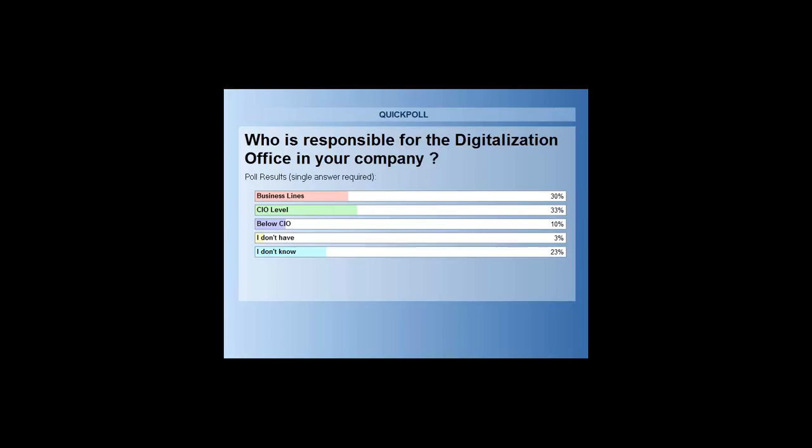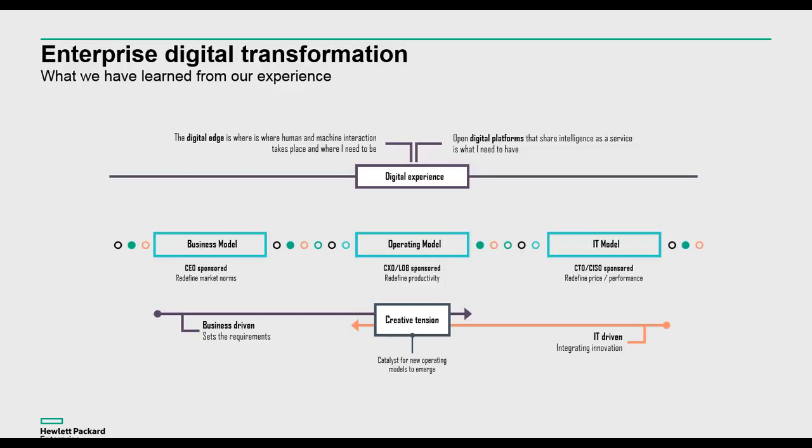So we found that about 30% of the respondents had the digitalization office at the business lines level and 33%, a third, at the CIO level. So those are the two primary. Below CIO, 10%. 23%, almost a quarter, said, I don't know or we're not sure, which function is responsible for digitalization in our company?